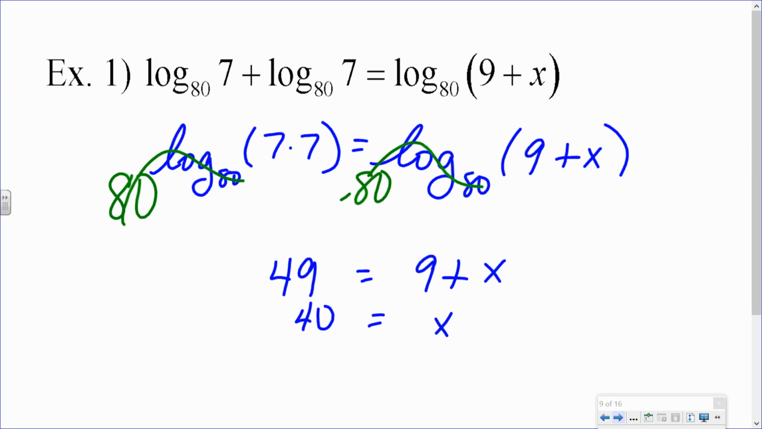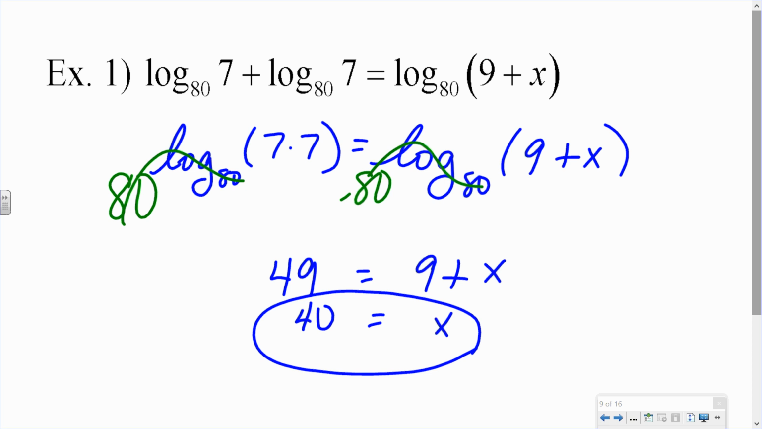We have to check on every logarithmic problem, did we have a positive argument? So if x is 40, let's see, 7's always positive, 7's always positive, 9 plus 40 is positive, so we keep that. However, I want to caution you. You are not checking, is x positive or negative? Sometimes a positive x doesn't work. Sometimes a negative x does work. It all depends on the argument.